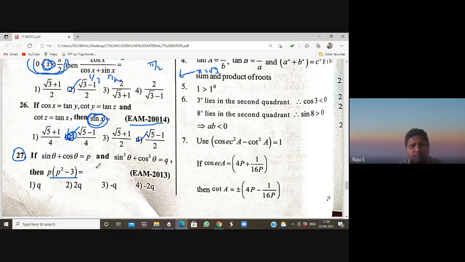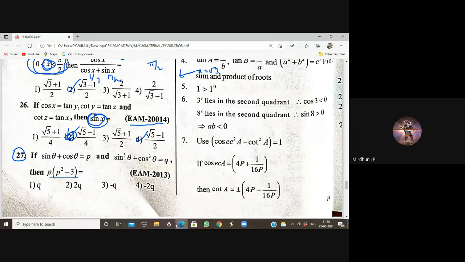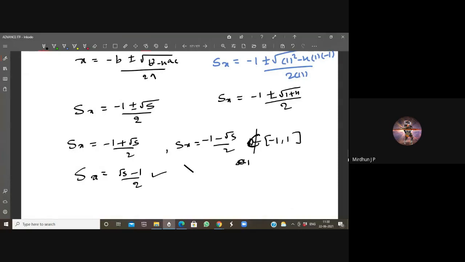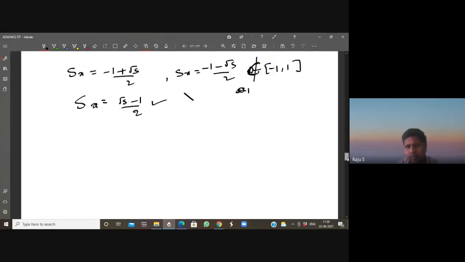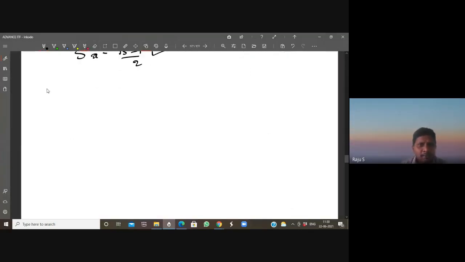Okay, what is the p square value? Sir, 1 plus 2 sin theta cos theta. Okay, and now tell me, fast students, what is p? Sin theta plus cos theta. Okay, sin theta plus cos theta. So s plus c, then p square.